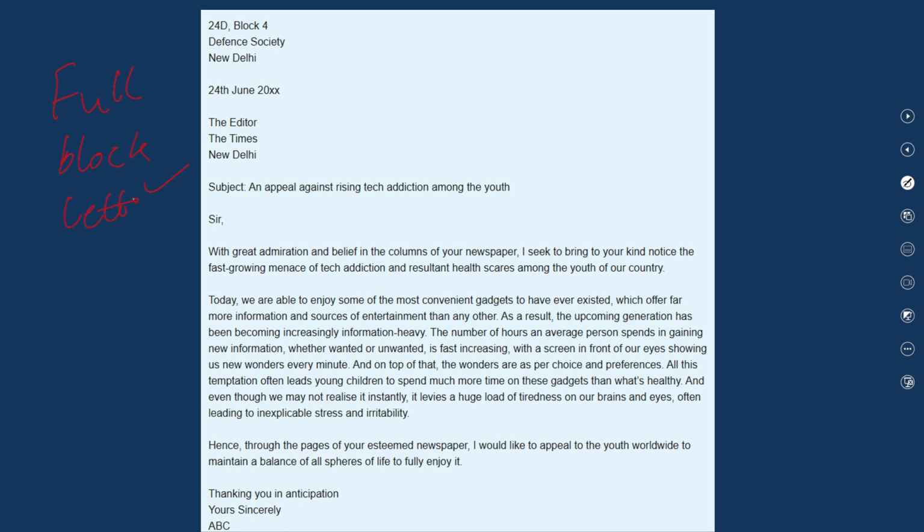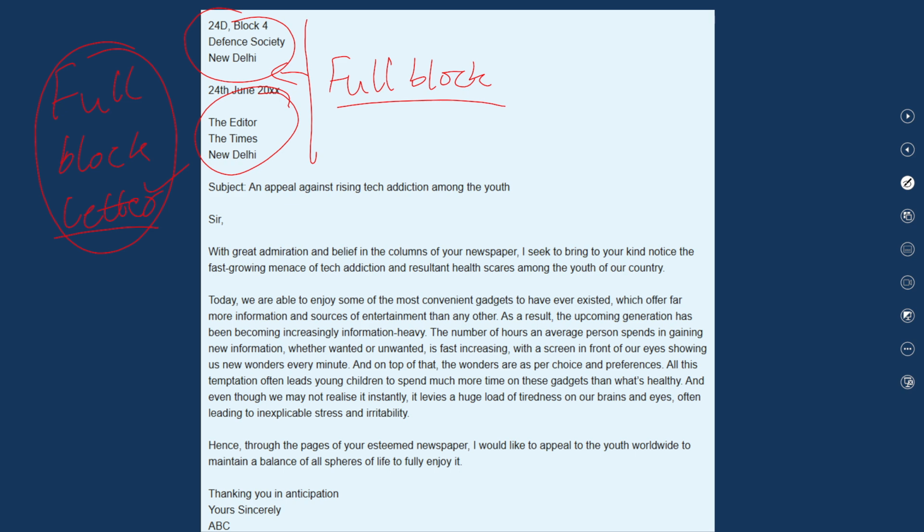This is the full block letter format. Dear learners, there are different ways in which we can format and structure our letter. So when all these different headers and details are on the left side of the page, we call it full block.